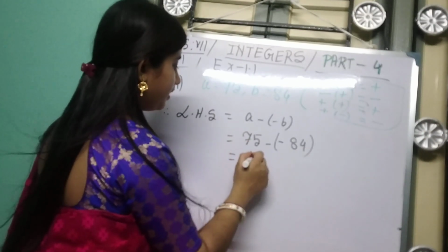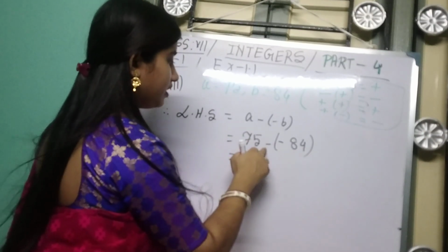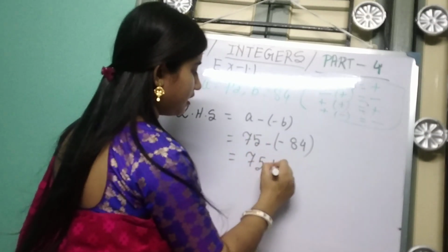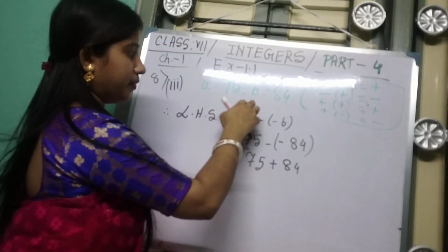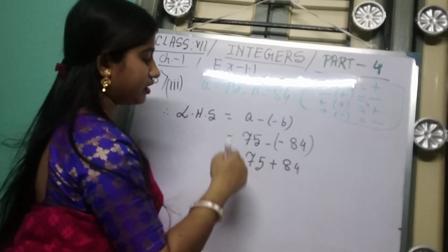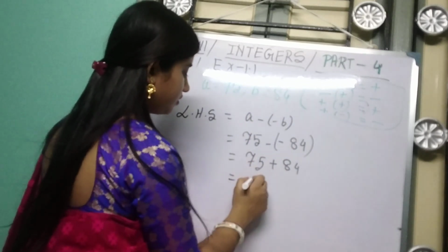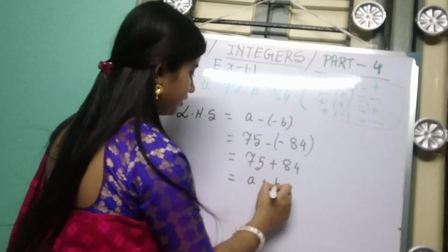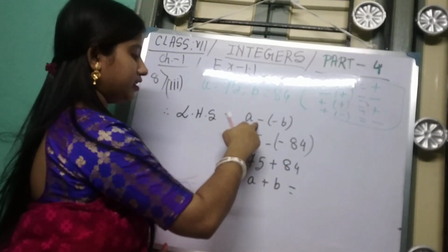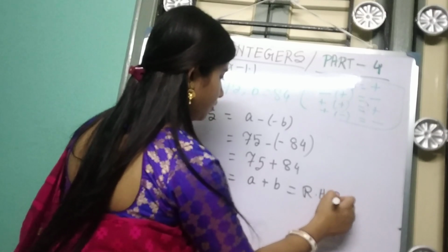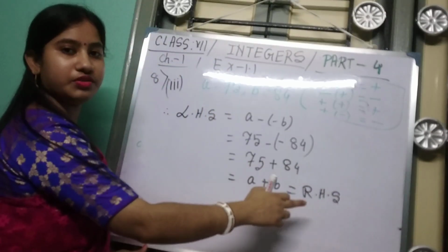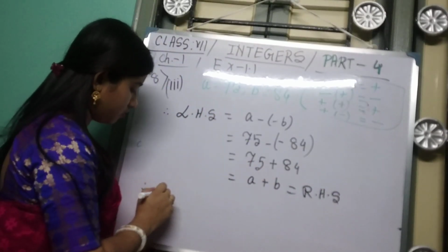This is 75, and minus of minus means plus 84. Here it is given a equals 75, b equals 84, and we rewrite the values. This is a and this is b. So, this equals RHS. We get LHS equals RHS. This is also verified.